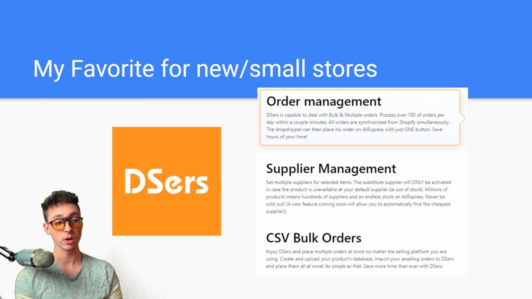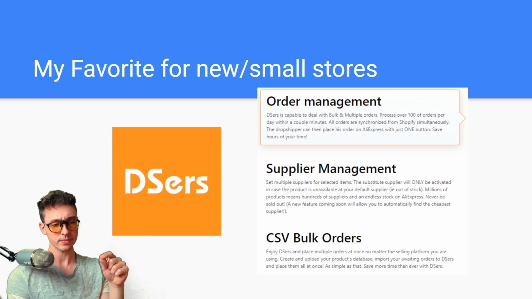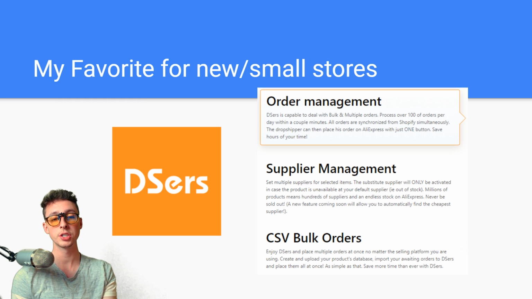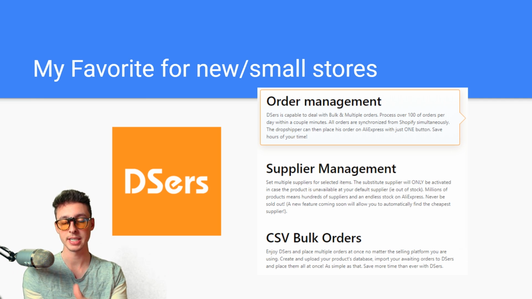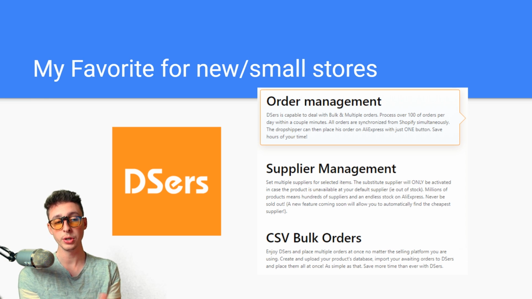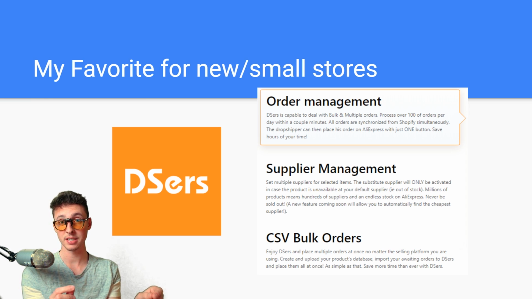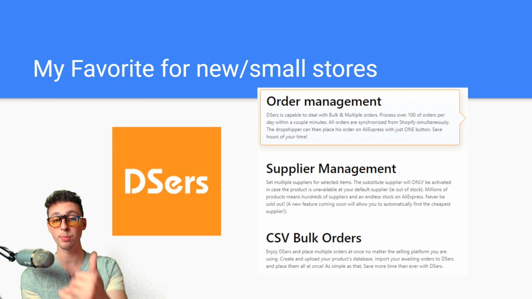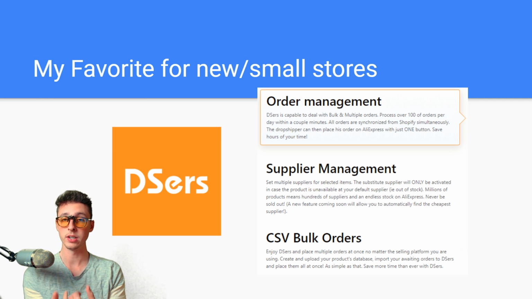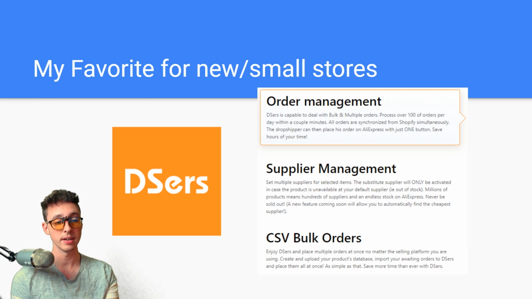Also, CSV bulk orders, this is good too. Basically, you could still use DSers with a sourcing agent if you don't want to give the sourcing agent access to your website to install the fulfillment app. What you could do is export your orders as a CSV file, and then once the sourcing agent fulfills that, they'll send you back a CSV with all the tracking numbers, and you can just upload it straight to DSers, and it'll automatically update the tracking numbers for the customers. They'll get a notification. It'll mark the orders as fulfilled, and it's overall very, very good.